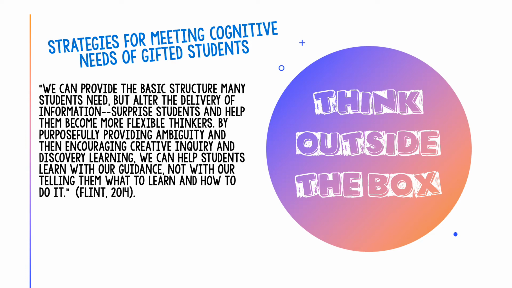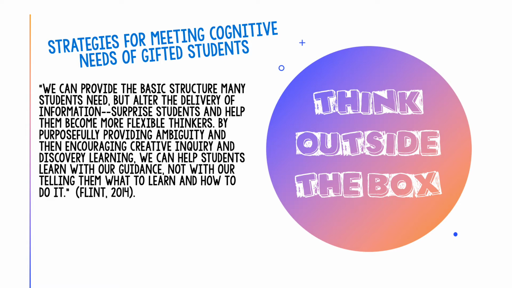Opportunities that give students a chance to lead in their learning can be beneficial for talent development. We can provide the basic structure many students need, but alter the delivery of information, surprise students, and help them become more flexible thinkers. By purposefully providing ambiguity and then encouraging creative inquiry and discovery learning, we can help students learn with our guidance, not with our telling them what to learn and how to do it.